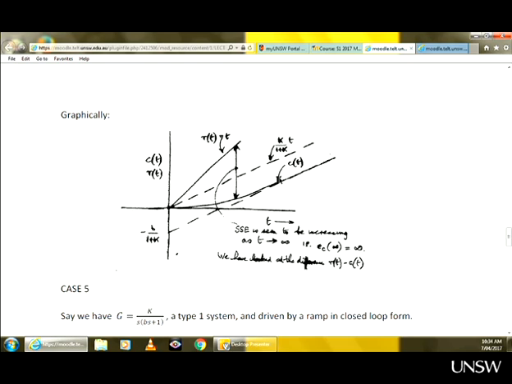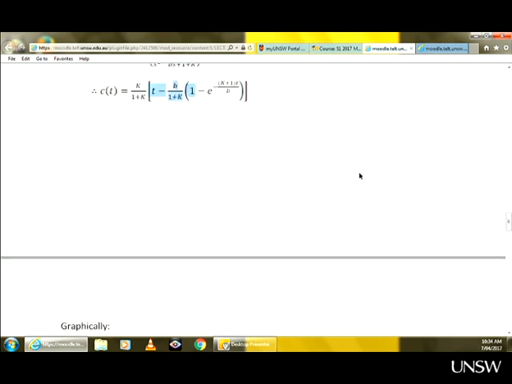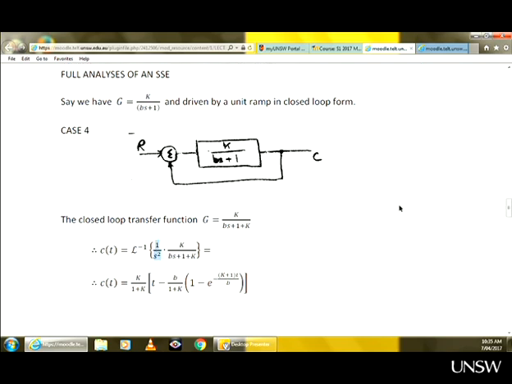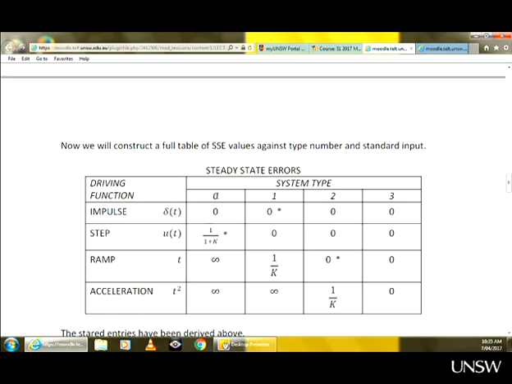And if we wanted to check in our table, what is the type of this system? It's first order, but type 0, because there is no s outside the brackets. Remember, type is s to the power L. L is the type. So this is a type 0 system and ramp input. So type 0, ramp input, that's infinity. So the steady state error is infinity.